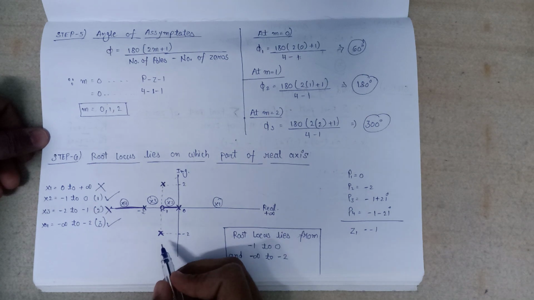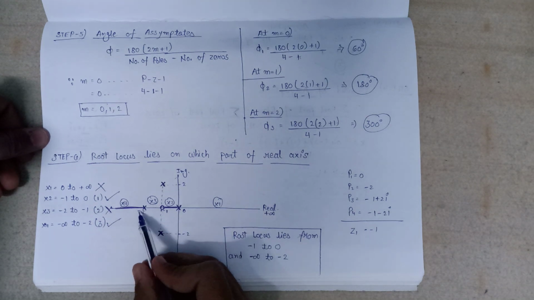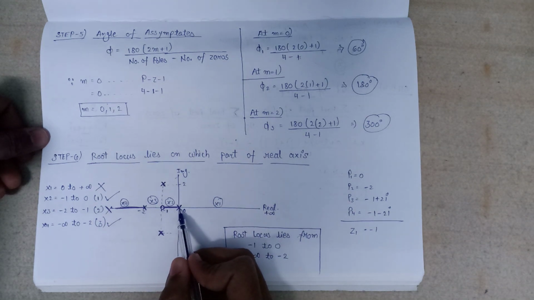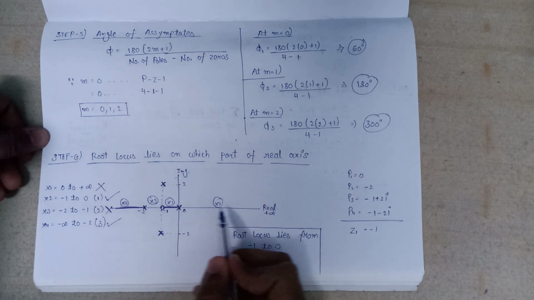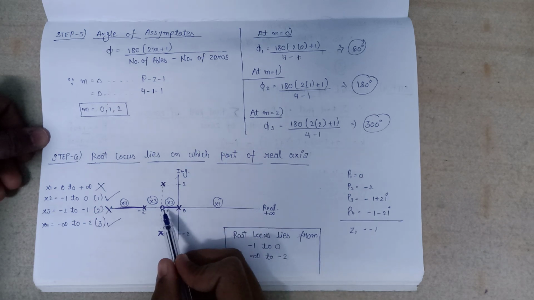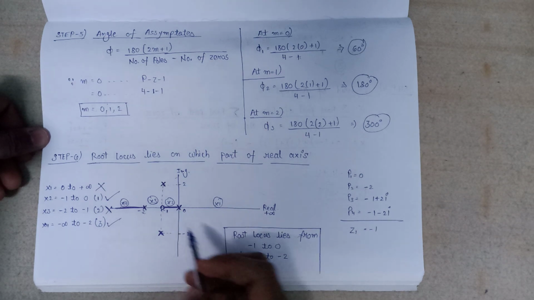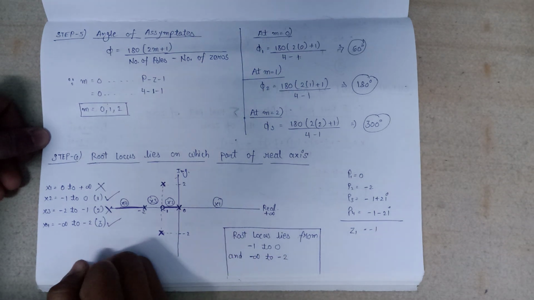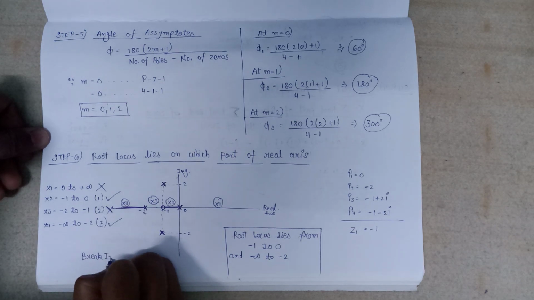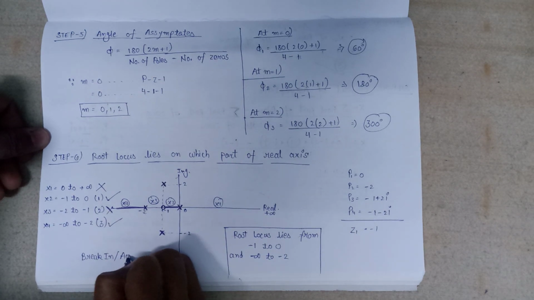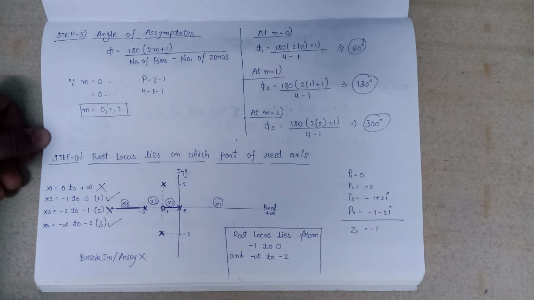Since in this figure we can say by observation that there are no conjugate poles that lie on the real axis or no conjugate zeros that lie on the real axis, that's why the concept of break-in and breakaway point does not exist. Break-in or breakaway point does not exist.